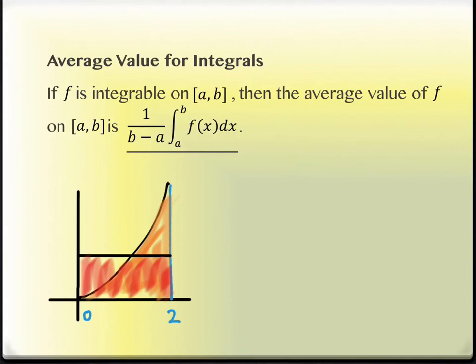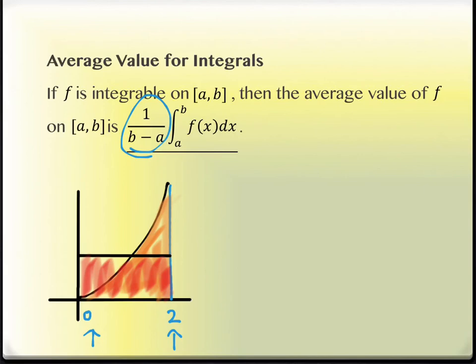And this piece at the beginning should come as no surprise as to why that's happening. What you're doing is you're dividing by the width of the interval, right? That's what b minus a is. b minus a for this problem is 2 minus 0. It's just the width that you're dividing by, right?